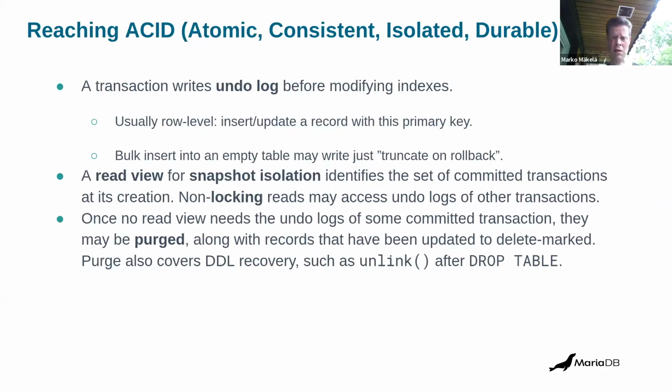Once there is no such old read view that prevents any cleanup, then there is this purge subsystem that will remove the undo logs for committed transactions. And also it will remove any delete-marked records in the indexes. So when you update a key in a secondary index, for example, we will delete-mark the old key and we will insert a record with a new key. And same, if we delete a record, we will only delete-mark it. And only after the purge, the record will be really deleted.